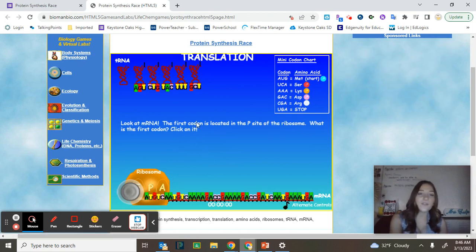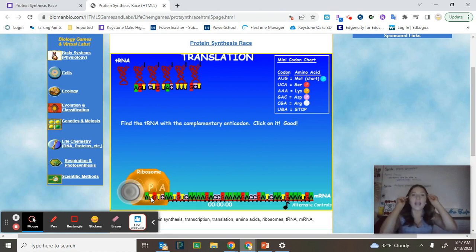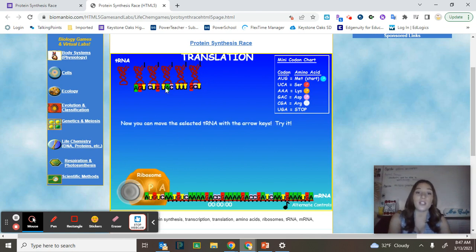So let's look at the mRNA. The first codon is located in the P site, right here on the ribosome. What is that first codon? AUG. We're going to click on that because remember, a codon is 3 letters. So we're going to find the tRNA with the complementary anticodon. Anticodon is the complementary bases, 3 letters, to the codon in mRNA. So if AUG is our first codon, then UAC is our anticodon.